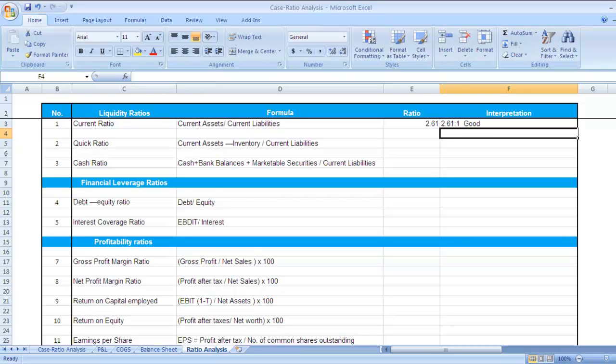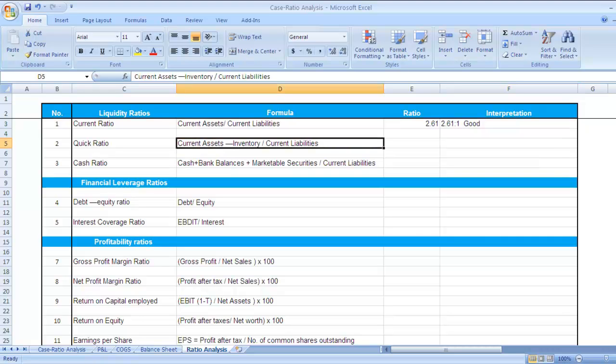With current ratio done, let's move to the next ratio, that is quick ratio. What is quick ratio? Quick ratio establishes a relationship between quick or liquid assets and current liabilities. Inventories are considered to be less liquid because inventories normally require some time for realizing into cash, so their value also has a tendency to fluctuate. The quick ratio is found by dividing quick assets by current liabilities, that is, current assets minus inventory divided by current liabilities.